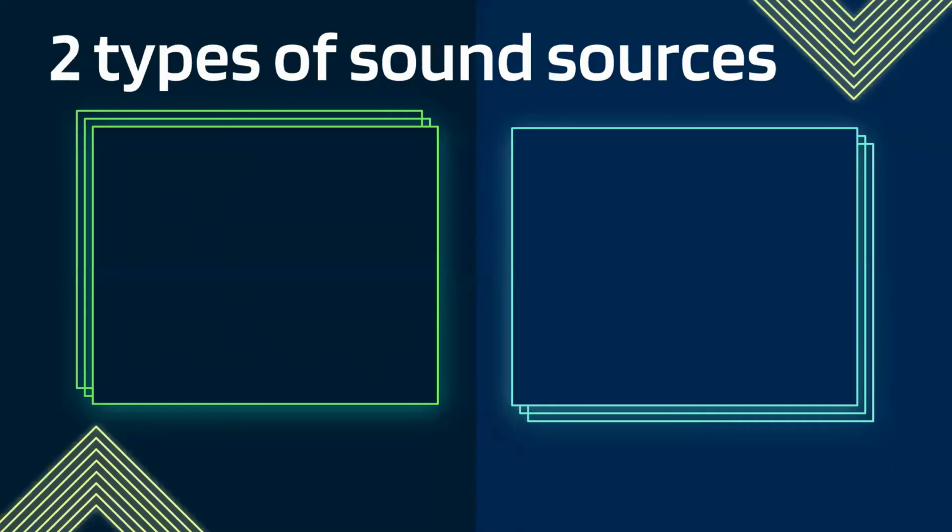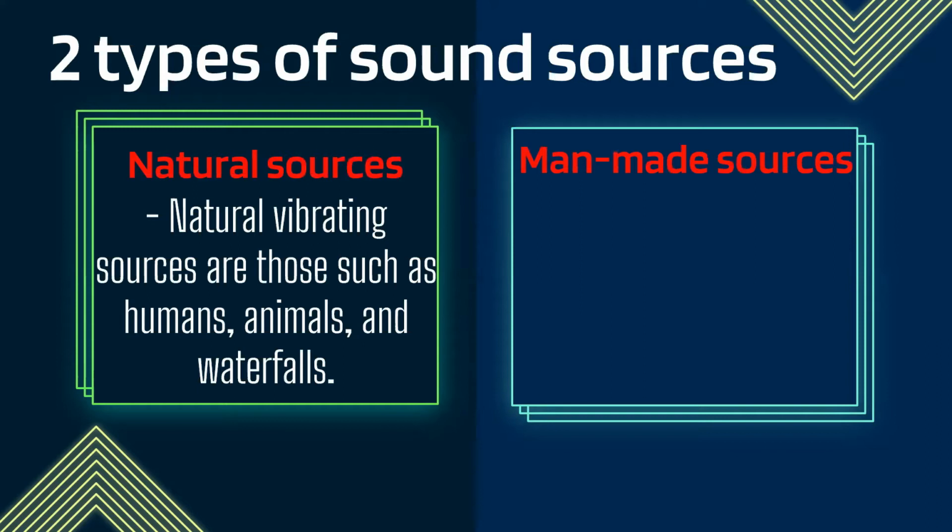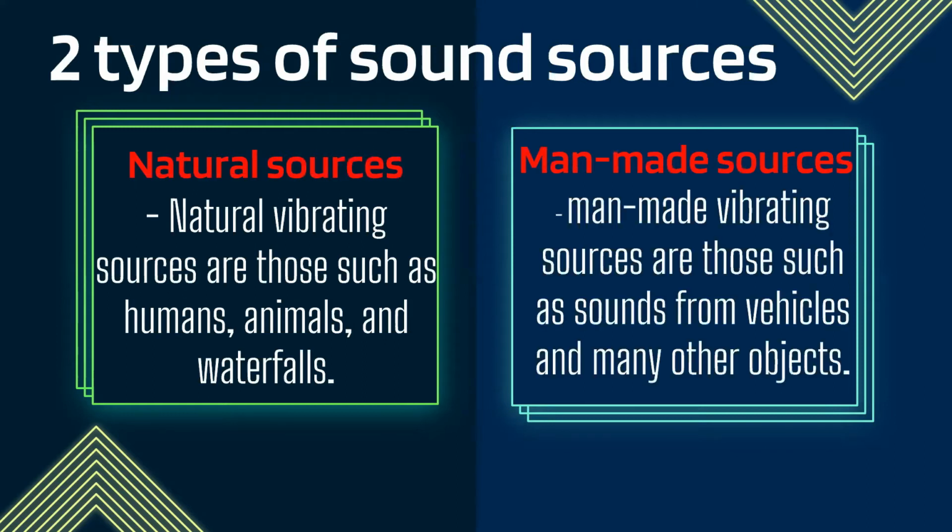Now class, the objects that vibrate and make sounds are called vibrating sources. There are two types of vibrating sources. First, we have the natural sources and the man-made sources. Natural vibrating sources are those such as humans, animals, and waterfalls, while man-made vibrating sources are those such as sounds from vehicles and many other objects.